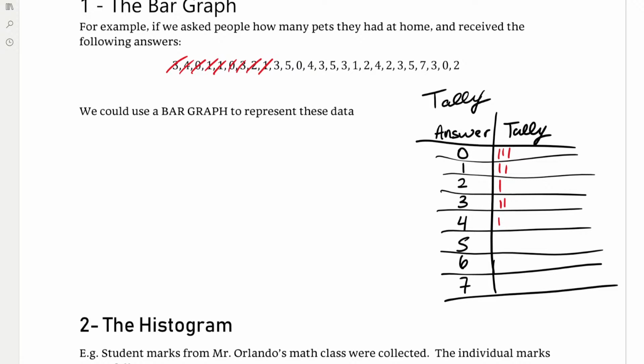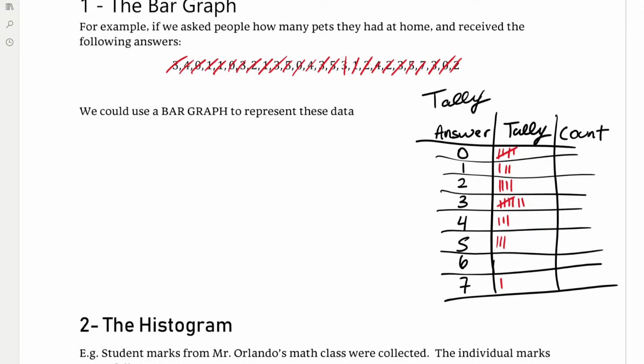2, 1, 3, a 5, a 0, a 4, another 3, another 5, another 3, 1. Oh, that was almost screwed up there. 2, another 4, another 2, another 3, another 5, another 7. Actually, first 7, another 3, another 0, and a 2. Okay, so there we go. And now, tally is all well and good, but let's actually count it.